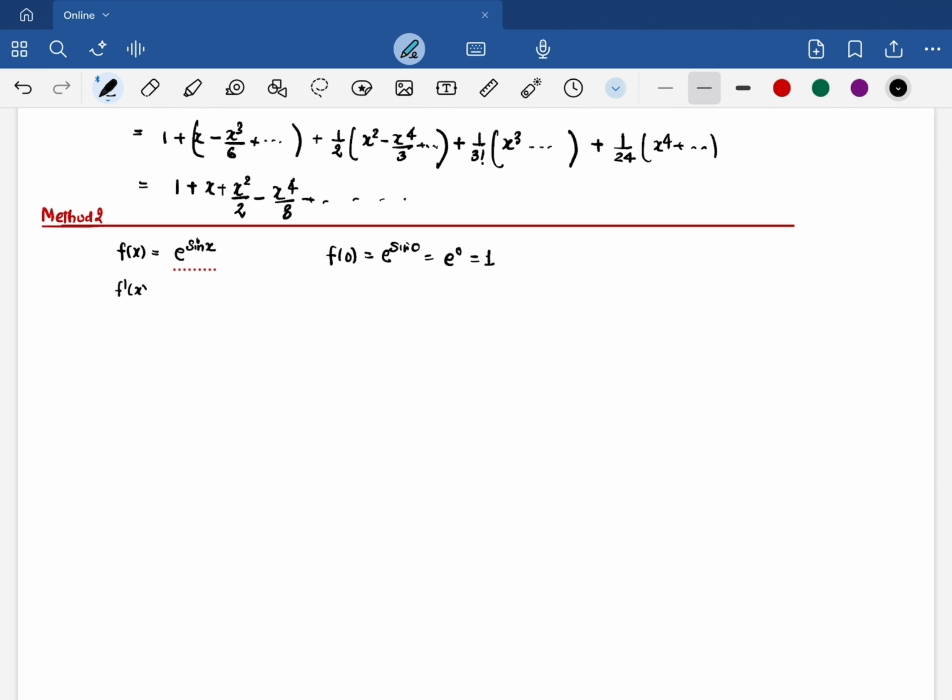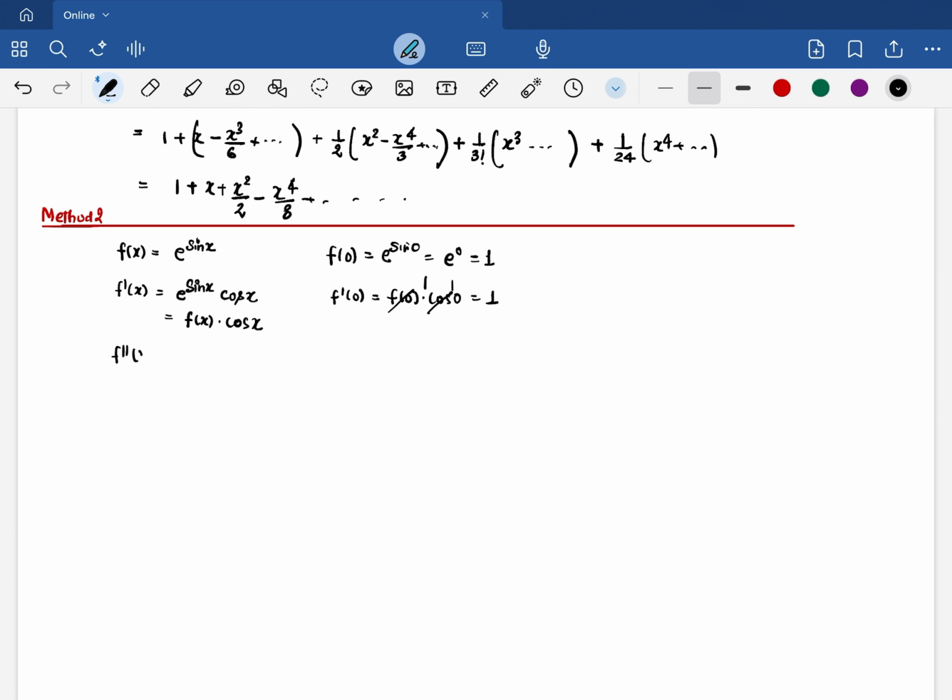Let's take the first order derivative. What is the derivative of e to the power x? The derivative of e to the power x is e to the power x itself, but here it is e to the power sin x, so sin x will be differentiated further. Now this can also be written as f of x into cos x, and we have calculated the value of f of 0. So f dash 0 is nothing but f of 0 into cos of 0. f of 0 is 1, cos of 0 is 1, so this is also 1.